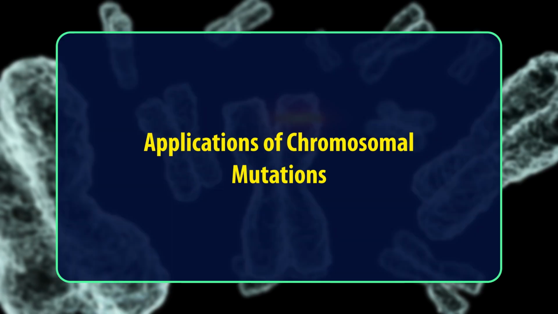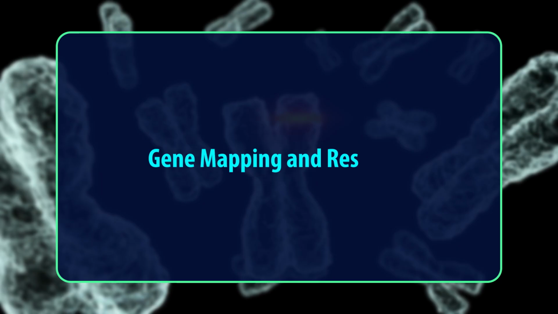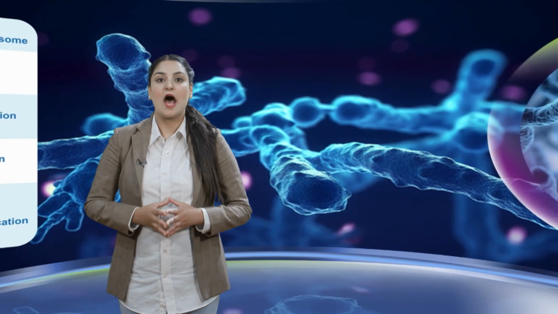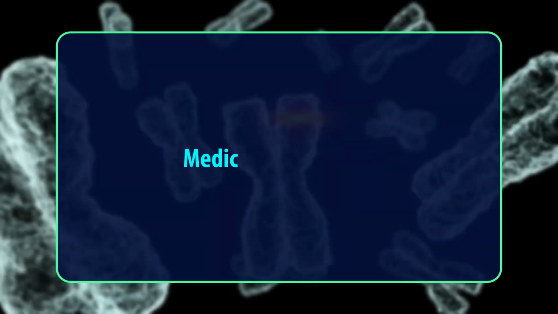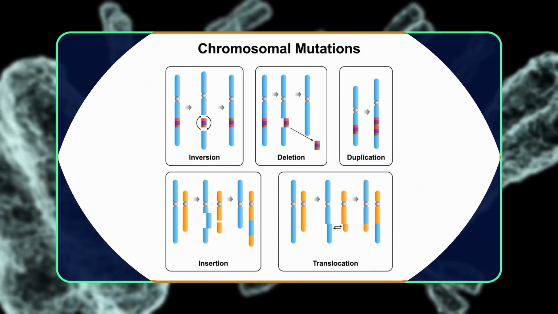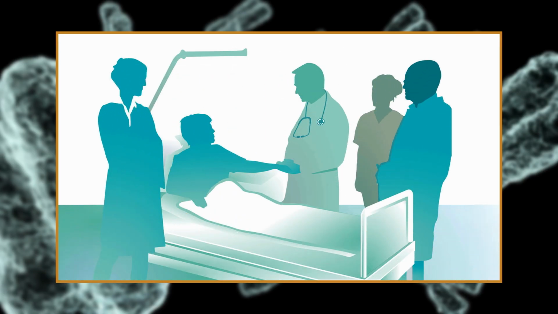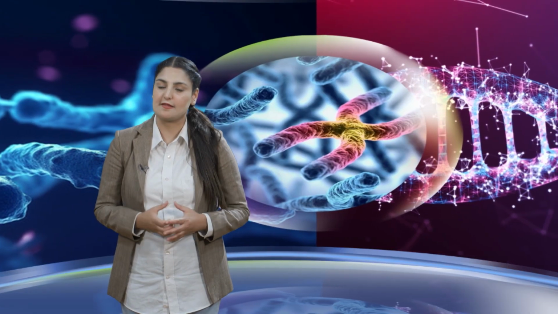Applications of chromosomal mutations. Number one is gene mapping and research. Scientists use chromosomal mutation to rearrange genes in specific ways. This helps in studying how genes work and solving various biological problems. Medical applications are also there. In medicine, understanding chromosomal mutation helps doctors diagnose and treat genetic and hereditary disorders. In some cases, these mutations can even be used in molecular therapies to manage diseases.